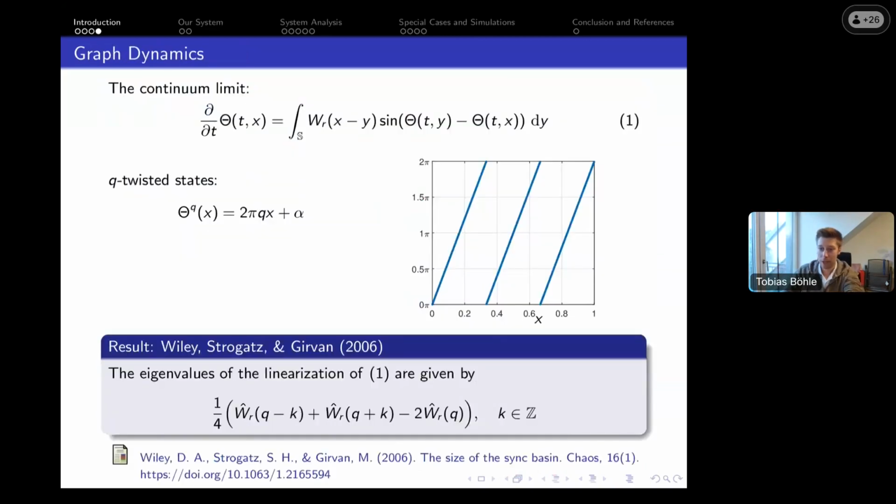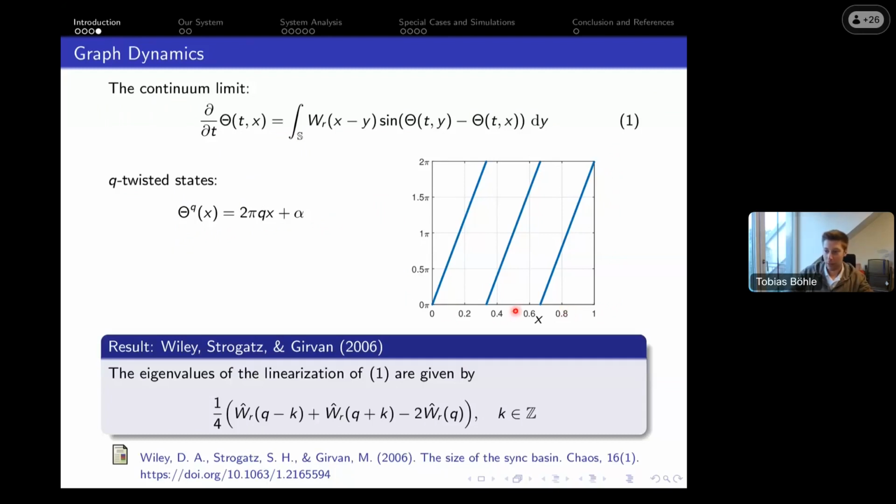Okay, so now this is the continuum limit of Kuramoto models on nearest neighbor graphs. And in this continuum limit, q-twisted states are given by this formula here, where theta_q is 2 pi q x plus this possible phase shift alpha. So this figure represents a q-twisted state with alpha equal to 0. But of course, as I said, alpha could also be pi, for example.